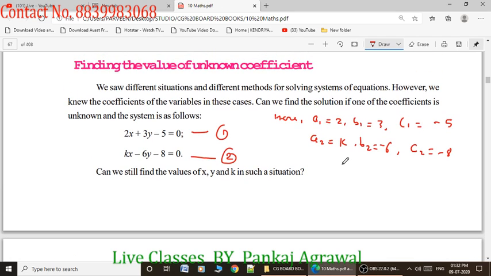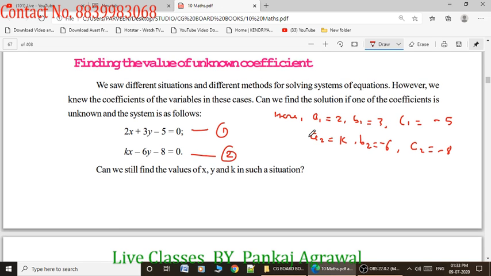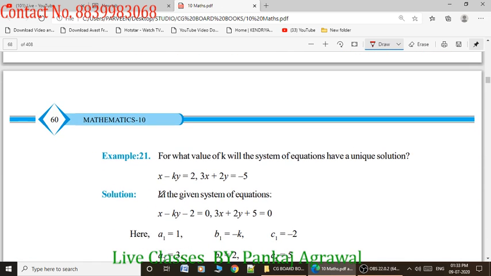So first of all here condition will be given. So what will be condition? Here you can see here one question, for what value of k will the system of equation have a unique solution? Means the system of equation have a unique solution, no solutions or infinite many solutions. Means the condition to find the system of equation is given. So first of all the condition is given, then you will find the value of k.